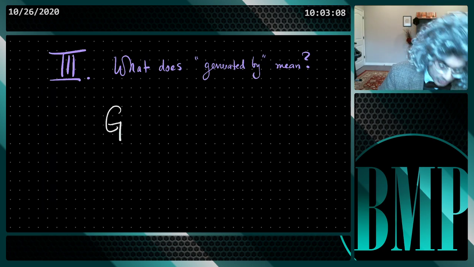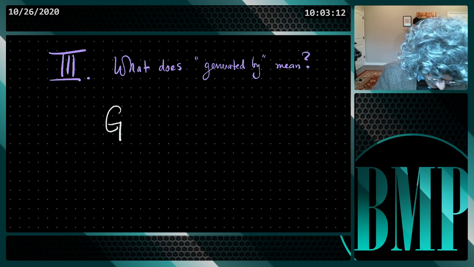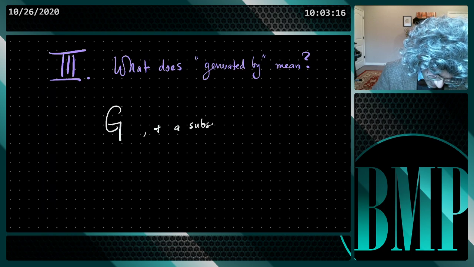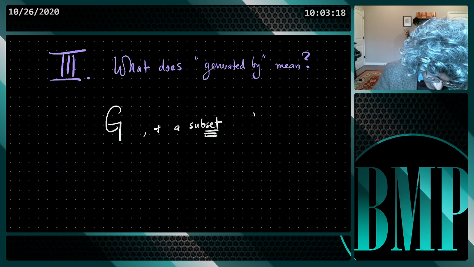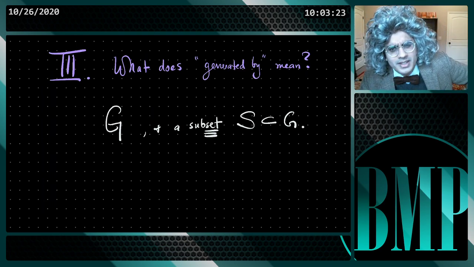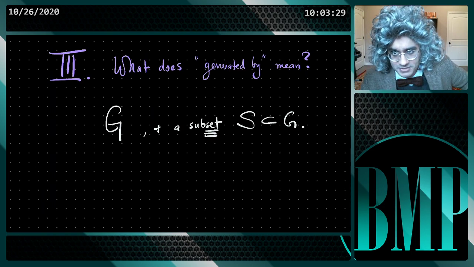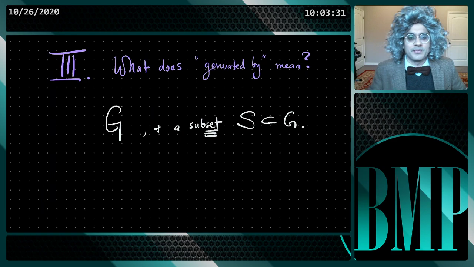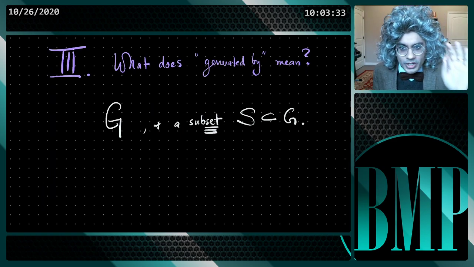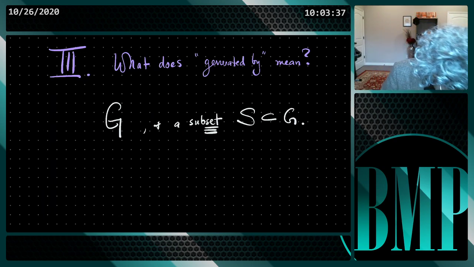So suppose you have a group G, and then suppose you just have a subset. Not a subgroup, just some elements. Finite, infinitely many, I don't know. Just some subset. Okay. The question is, what do we mean by the subgroup generated by S?